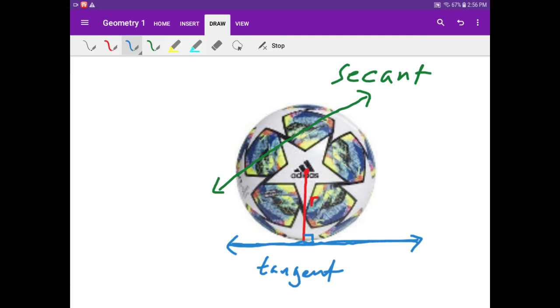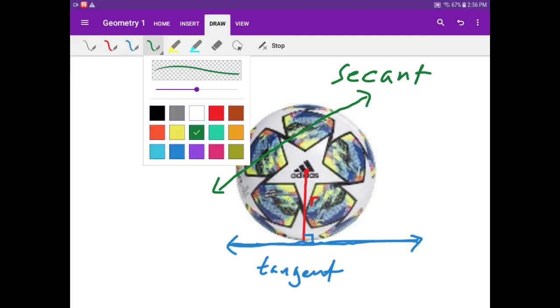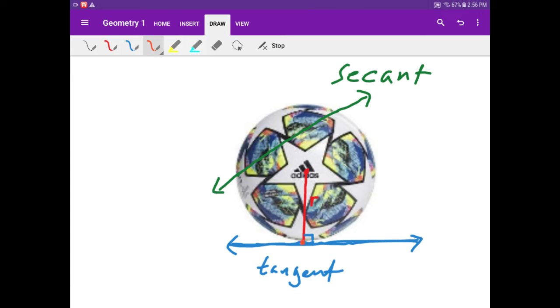And then the last thing is this spot right here. This is called the point of tangency. Tangency. You get the idea. So that's the point where it touches the ball. Like if the ball is on the ground, it only touches the ground at one point.